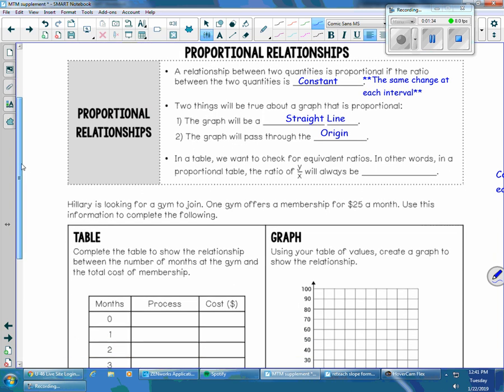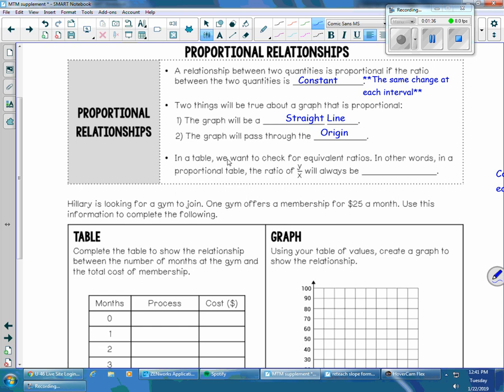The last part of our fill in the blanks: in a table, we want to check for equivalent ratios. In other words, in a proportional table, the ratio of y divided by x will always be constant or the same. It's going to be the same number. Remember we said slope is a ratio of the rise over the run, change in y over change in x. For it to be proportional, that change, that slope, has got to be constant.